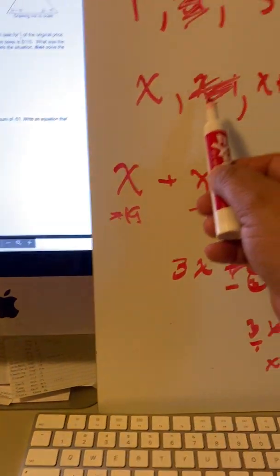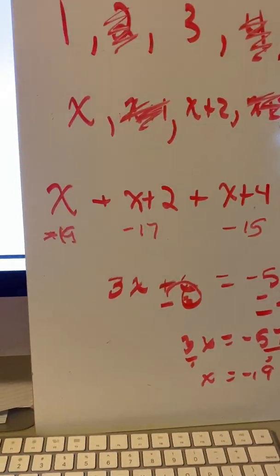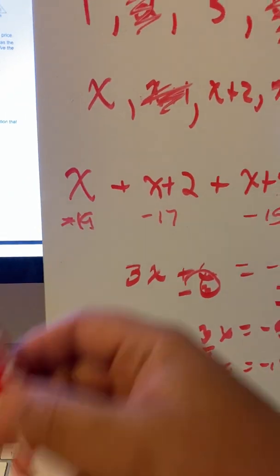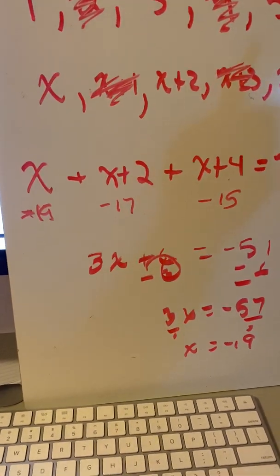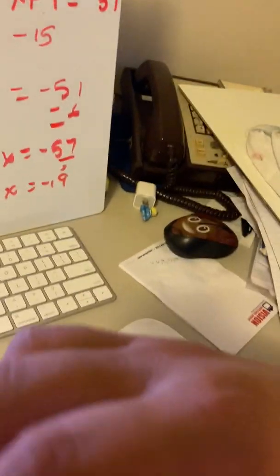Just remember, consecutive integers, it's x, x plus 1, x plus 2, x plus 3, that kind of thing. Consecutive odd or even, it's x plus 2, x plus 4, x plus 6. It's just going up by 2. Okay, number 9.